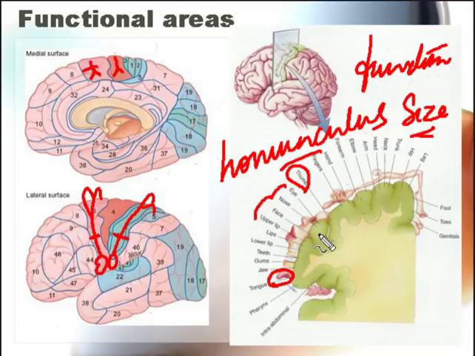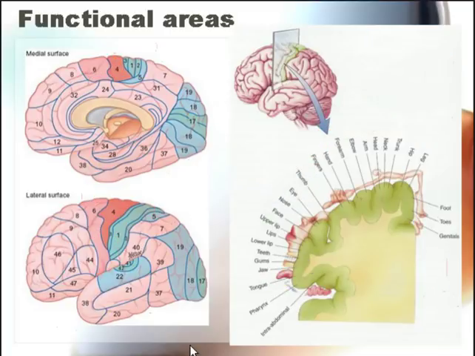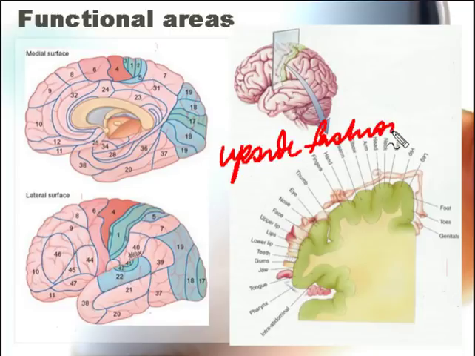You can see that this is the medial surface, and notice how the legs and the feet are represented on the medial surface, and then the rest of the body is represented on the lateral surface. So these are two important concepts that you must understand. First, the body is represented in an upside down fashion, and secondly, the cortical representation is based on functional importance rather than size. That is important for you to understand.